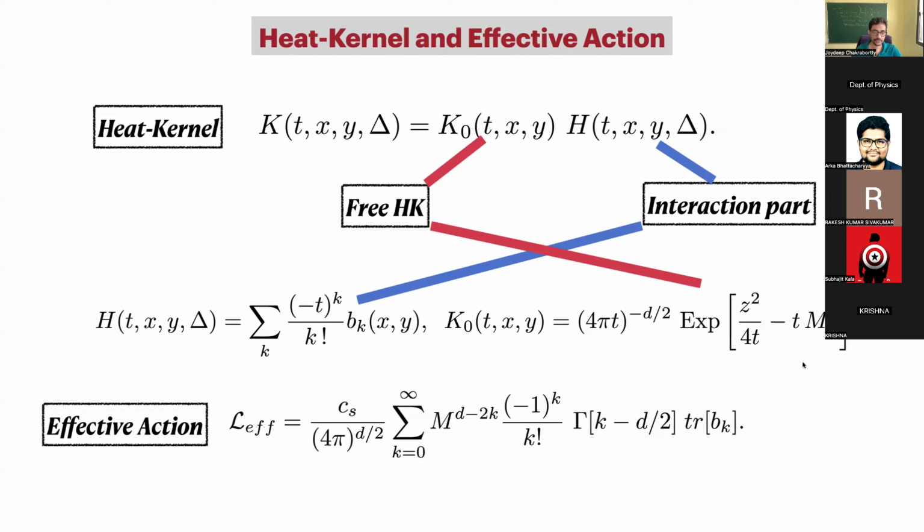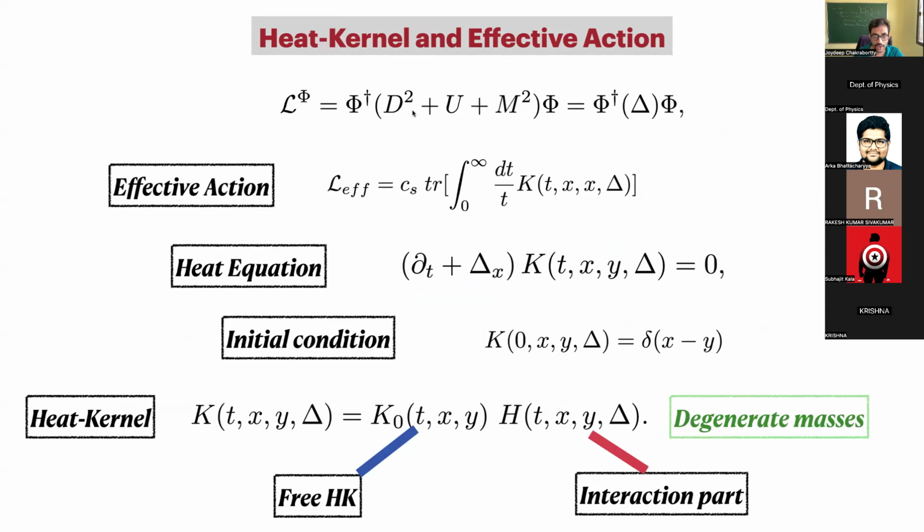But anyway, the whole game now is to calculate the B_k, and it's a really tedious job. One has to calculate hundreds of pages to get these B's. But the important part is that these B's, when you calculate them, are equally applicable to any kind of model, because they are functions of D square, U and M square.